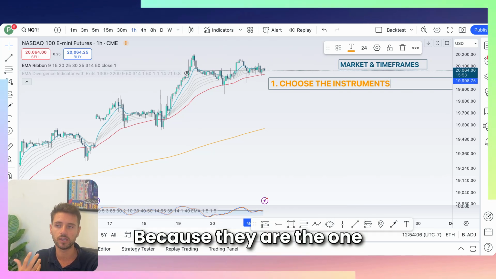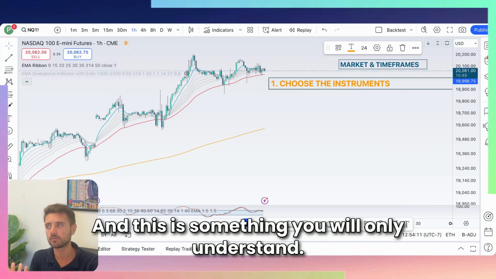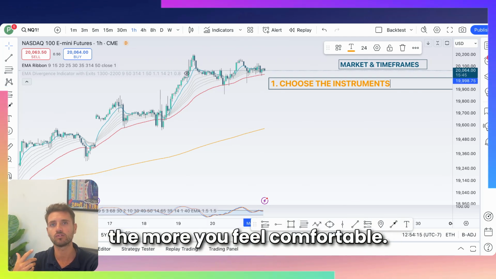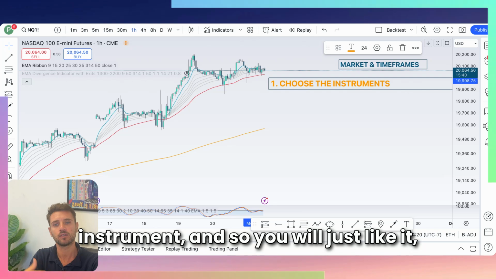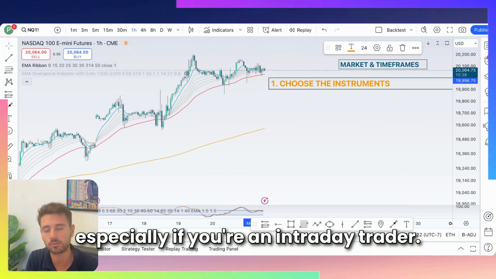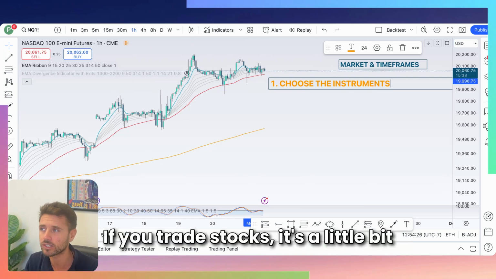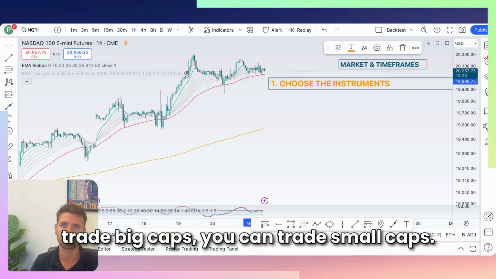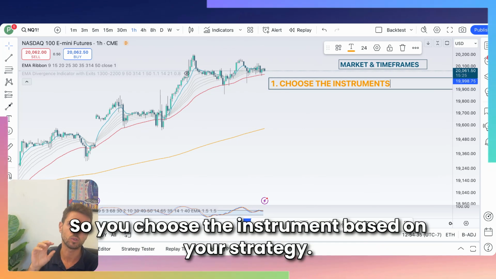Why? Because they are the ones I feel most comfortable trading, and this is something you will only understand the more you trade something. The more you trade something, the more you feel comfortable. You develop kind of an intuition towards the instrument, and so you will just like it, especially if you're an intraday trader. If you trade stocks, it's a little bit different because you can trade more. You can trade big caps, you can trade small caps. So you may need a scanner. So you choose the instrument based on your strategy.